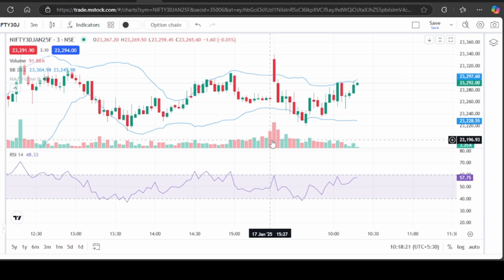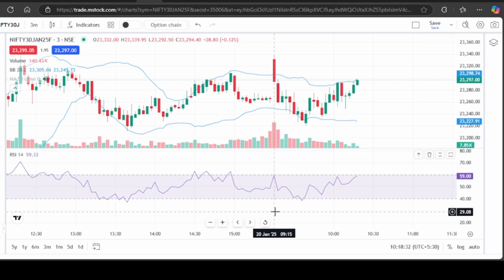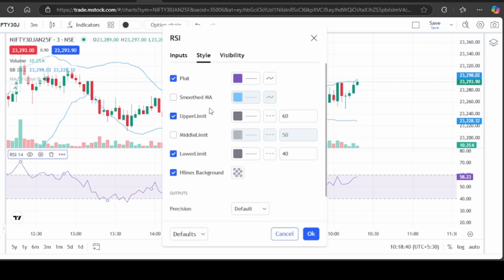So what we are trying to learn today is a relation between the candles and RSI. How are we going to evaluate RSI? There are a few settings that I'm going to show you all. We need just the upper limit and the lower limit. The upper limit should be 60, the lower limit should be 40. And that's it. That is the change that you have to do in your RSI indicator.